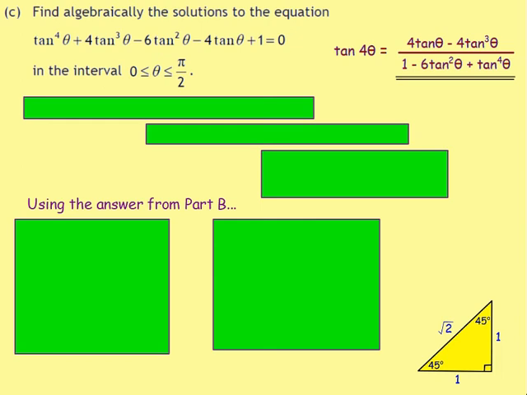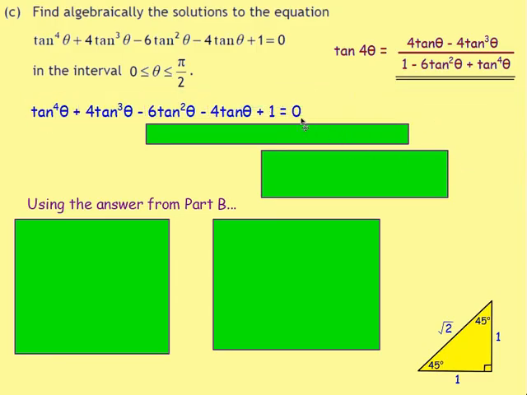Part C: find algebraically the solutions to the equation tan theta to the power of 4 plus 4 tan cubed theta, take away 6 tan squared theta, take away 4 tan theta plus 1 equals 0, with theta between 0 and pi over 2. How do we go about doing that? Well, we're just going to start off with the equation that they give us. Perfect. Where do we go from here?